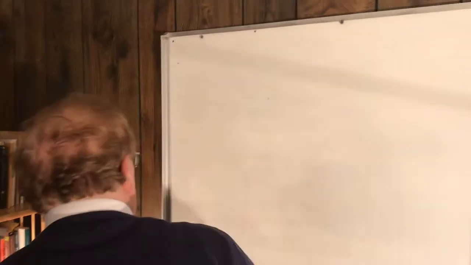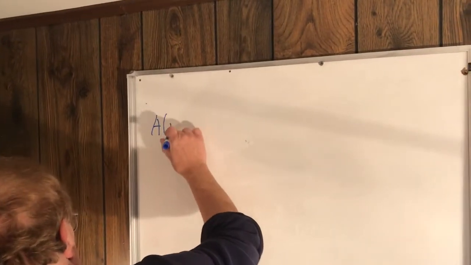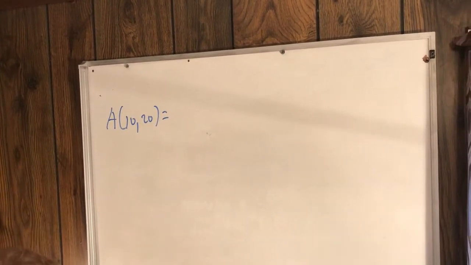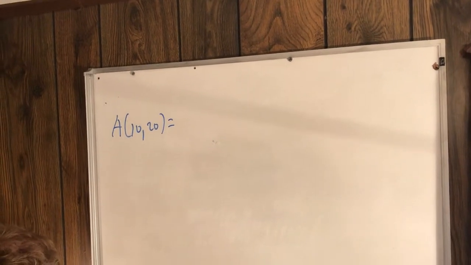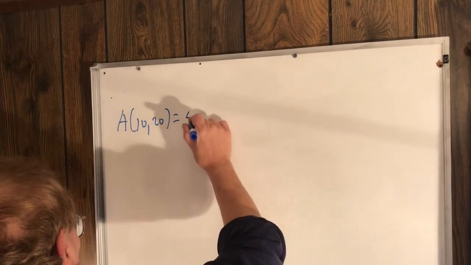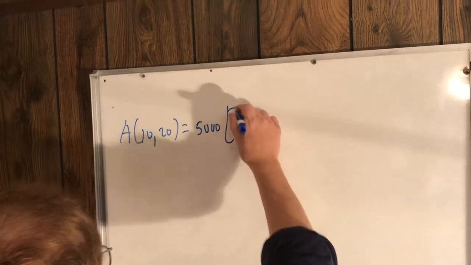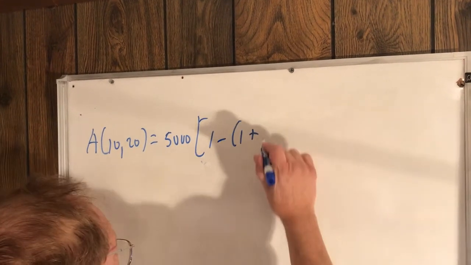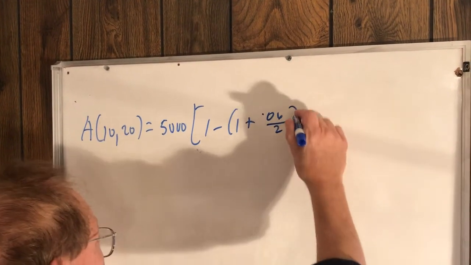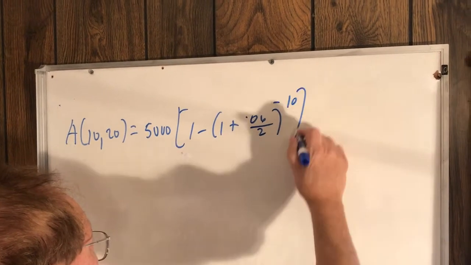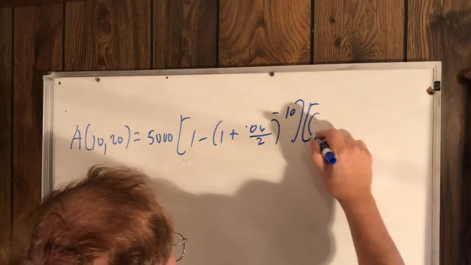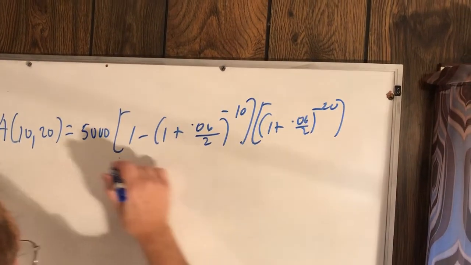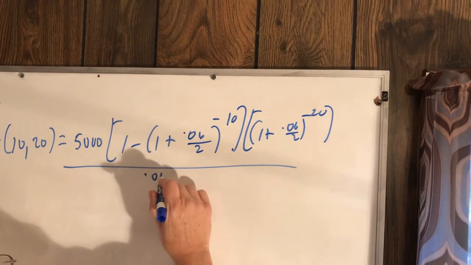So A and K, I did part of this yesterday. I realized that, but I'm doing the finishing up today. So what is R? Let's see what they tell me R is. It's $5,000. 1 minus 1 plus R over M, 0.06 over 2, minus N, 10. 1 plus 0.06 over 2 minus K, 20, divided by 0.06 over 2.